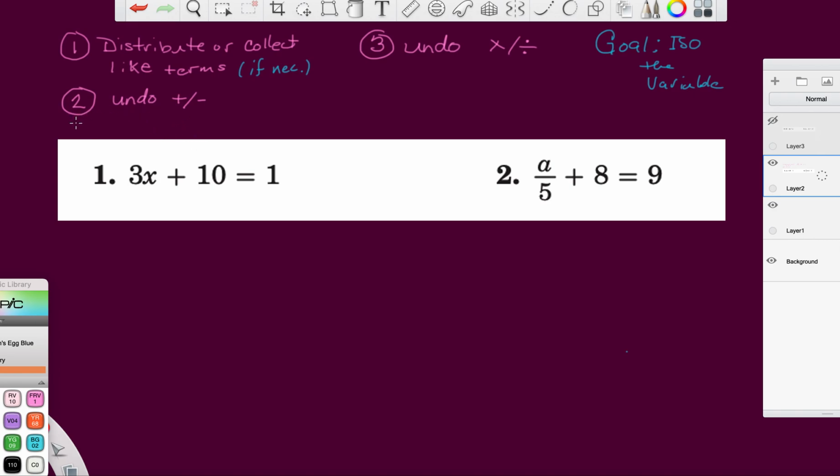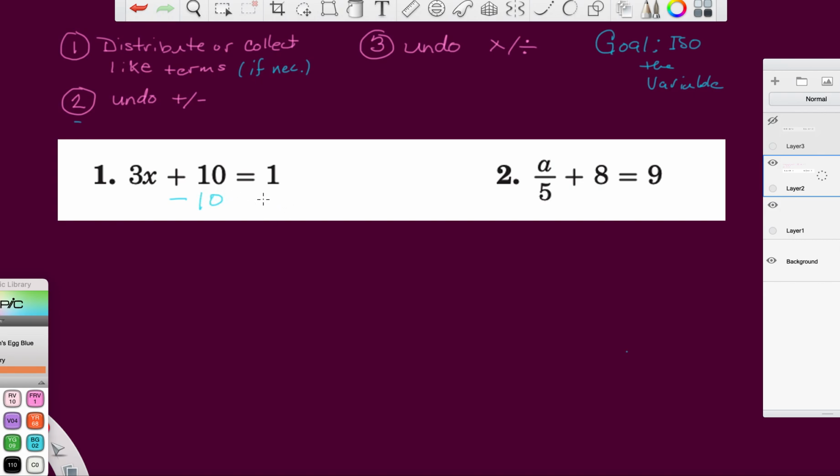So the next step says undo the addition or subtraction. So to isolate this variable, I need to get this out of here, just like we did before. But before we only had 1x. Now we have 3 x's. Okay, so I have plus 10 here. I'm going to do the opposite of it to undo it. So I'm just going to subtract 10.